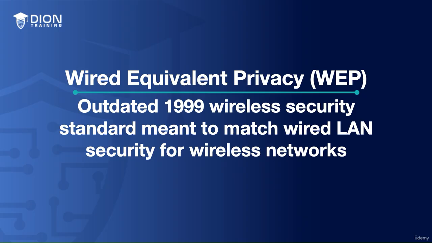WEP, also known as Wired Equivalent Privacy, was released in 1999 as part of the original IEEE 802.11 standard, and is considered to be an outdated wireless network security standard that aimed to provide a wireless local area network with the equivalent level of security and privacy when compared against what is usually expected of a wired local area network.